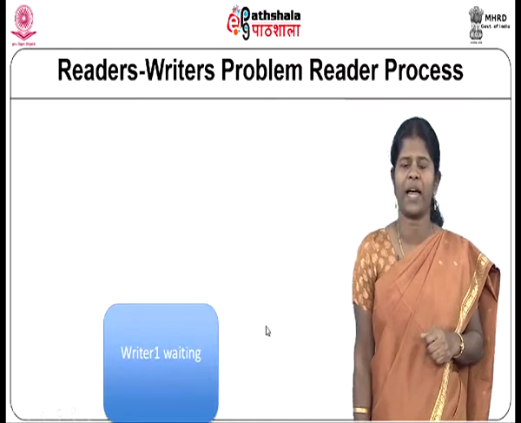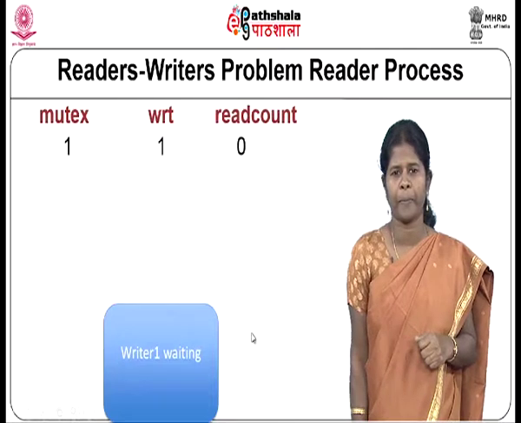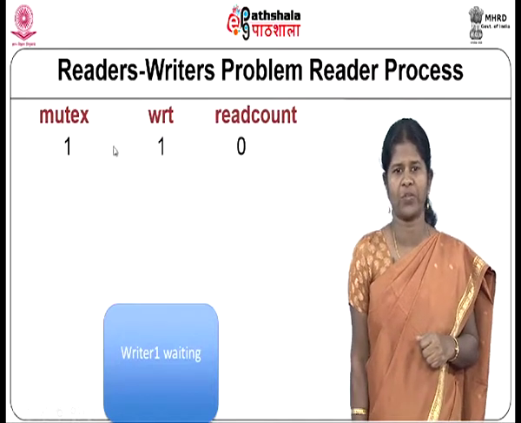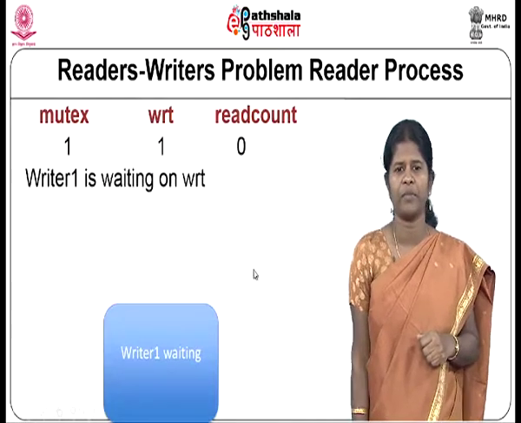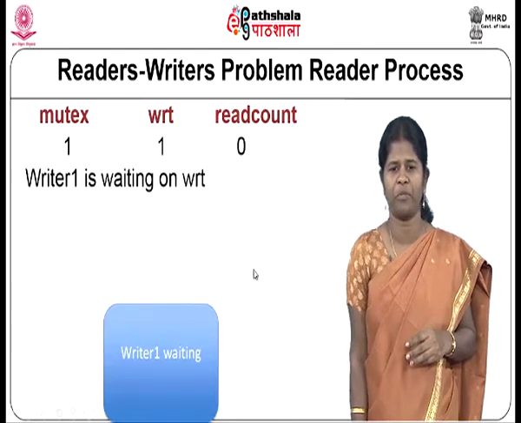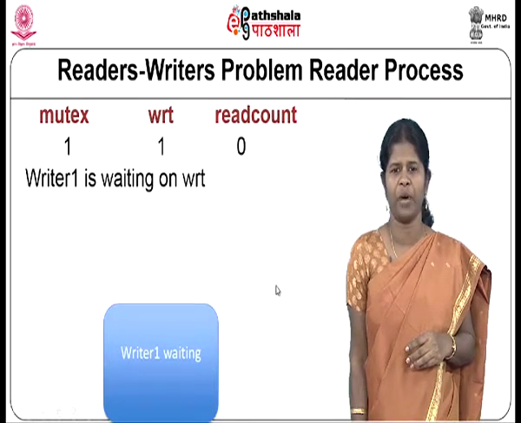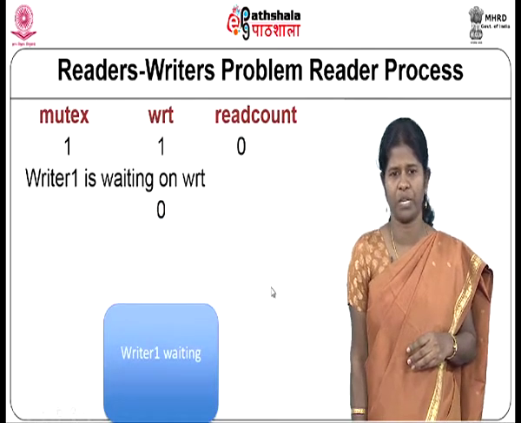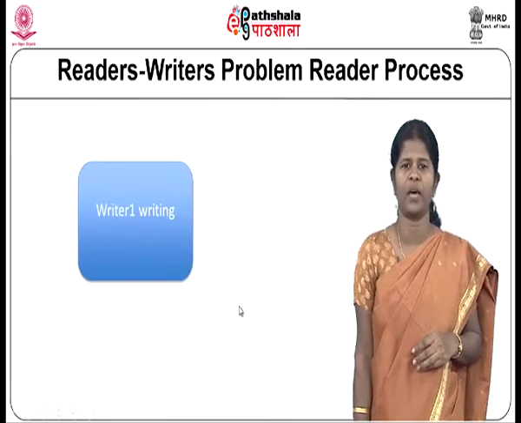So, now the reader has left, there is writer 1 who is waiting, and the values of mutex is 1, WRT is 1 and read count is 0. Now writer 1 is waiting on WRT. So now it can decrement the value of WRT and make it to 0 and writer can write. So writer 1 is now writing.